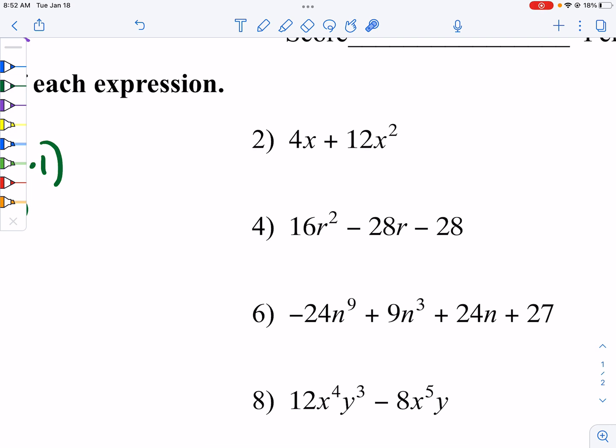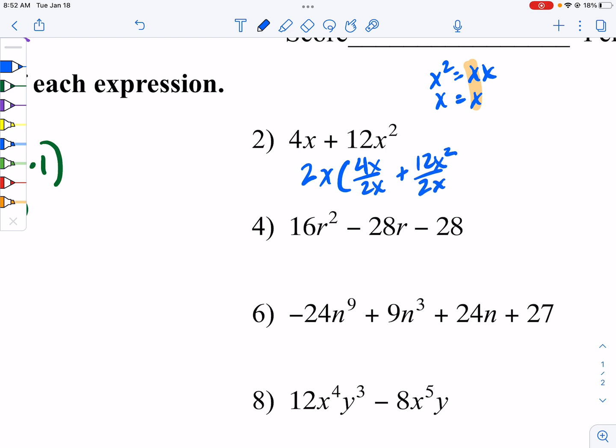We've got a 4x and a 12x squared. So again, between x squared, which is really xx, and x, the common factor is just the x. Okay? Between 4 and 12, we have a common factor of 4. You could also have a common factor of 2, so let's just momentarily pretend that you thought the greatest common factor was 2. So if we take out a 2x, then we're going to do 4x divided by 2x, and then we're going to do 12x squared divided by 2x.